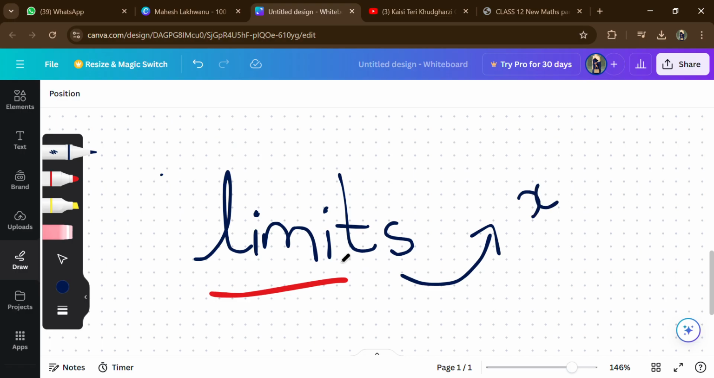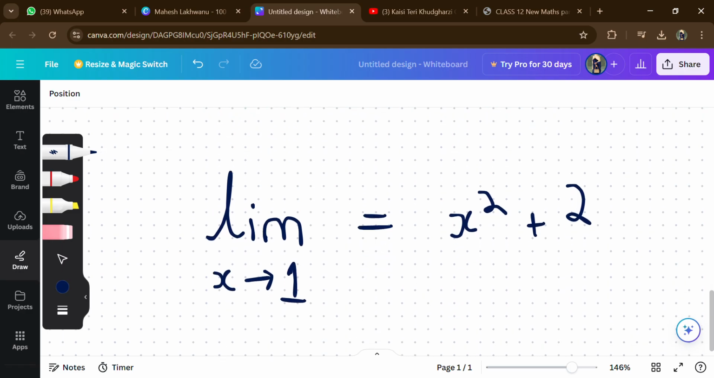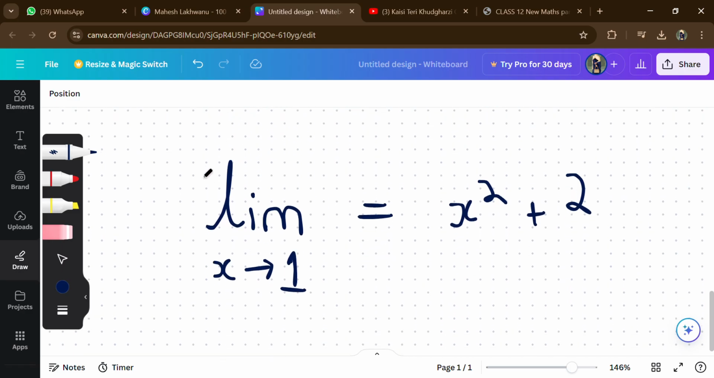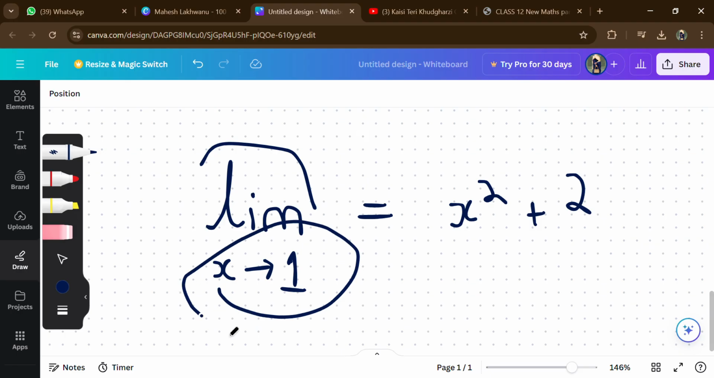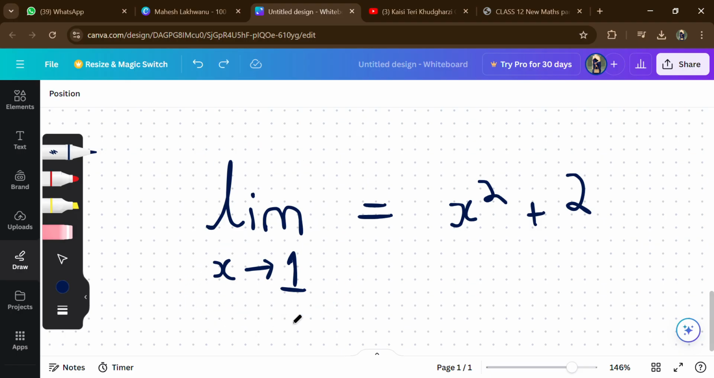First, keep in mind that whenever we are talking about limits, it refers to the value till which we are considering the value of x. Just for example, the limit is written as lim, and beneath it we have what we usually call x approaches 1. Now what does this mean? This means that x has a value that is near 1, not exactly 1.